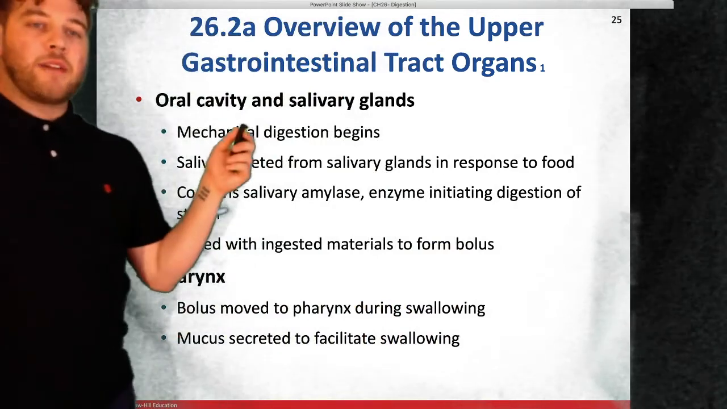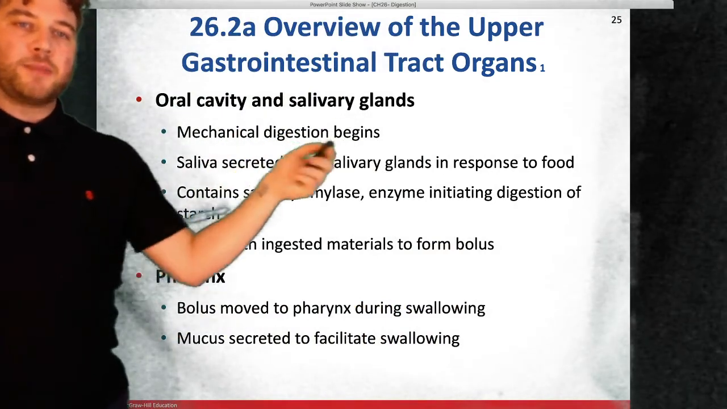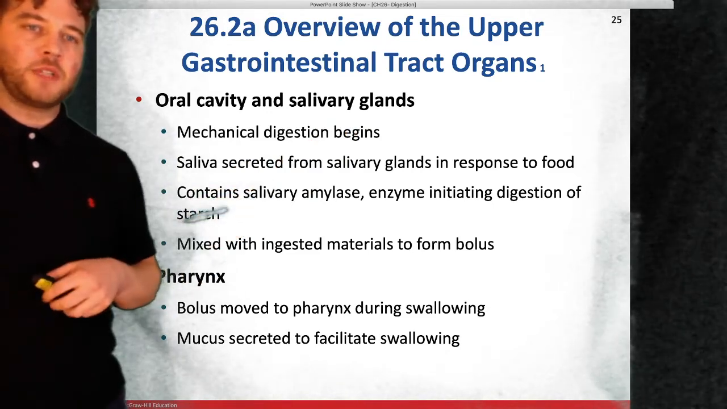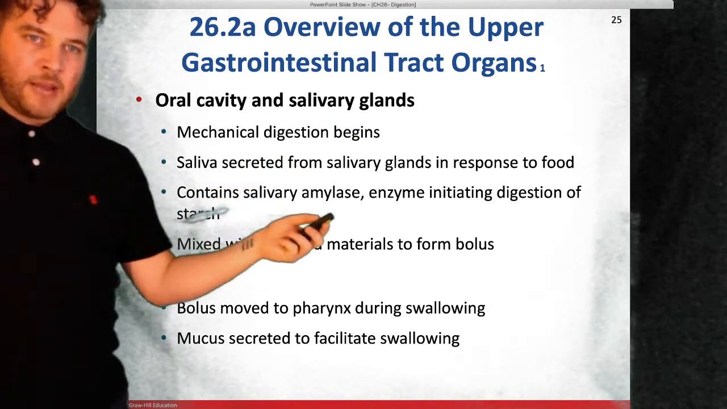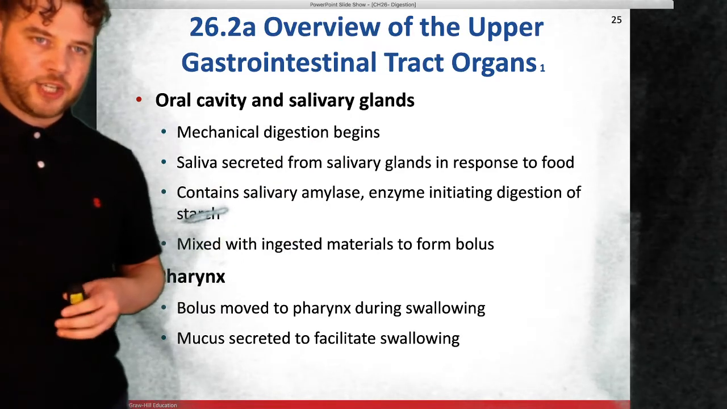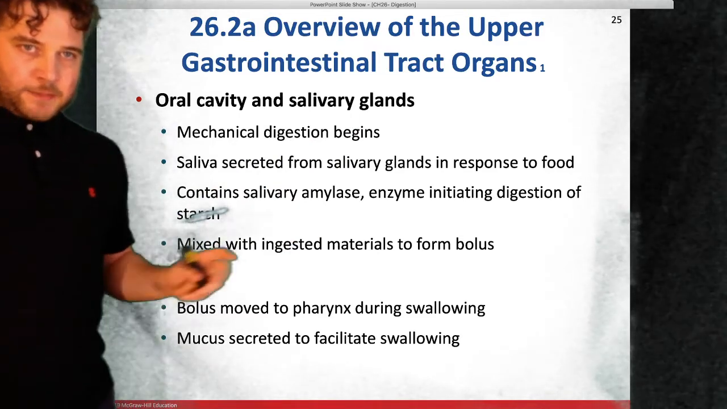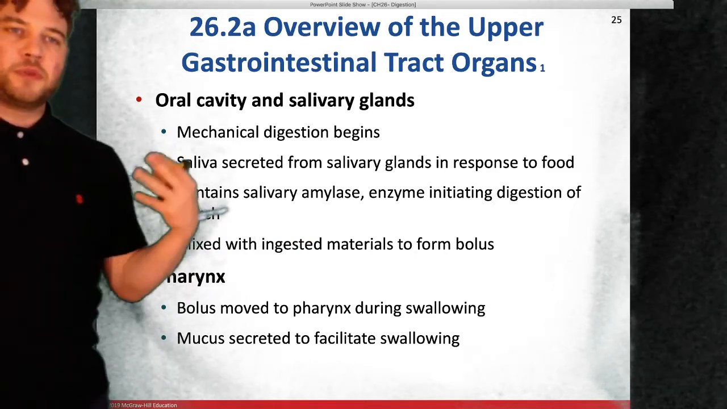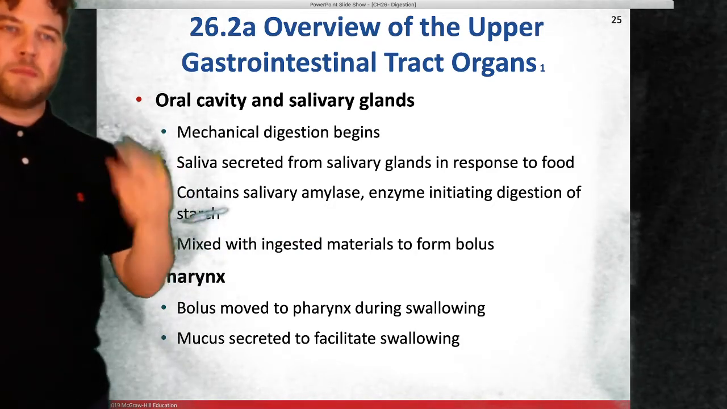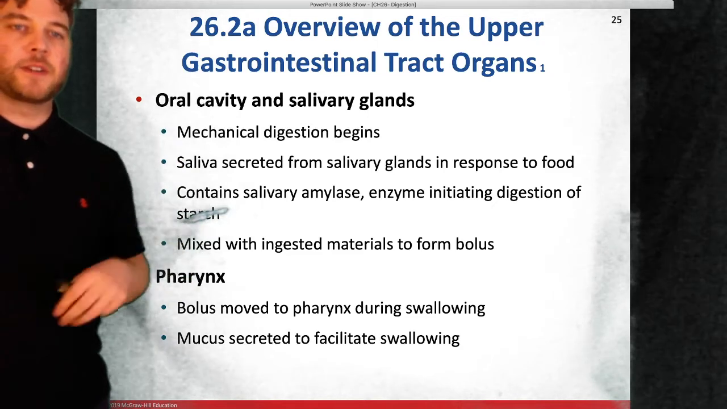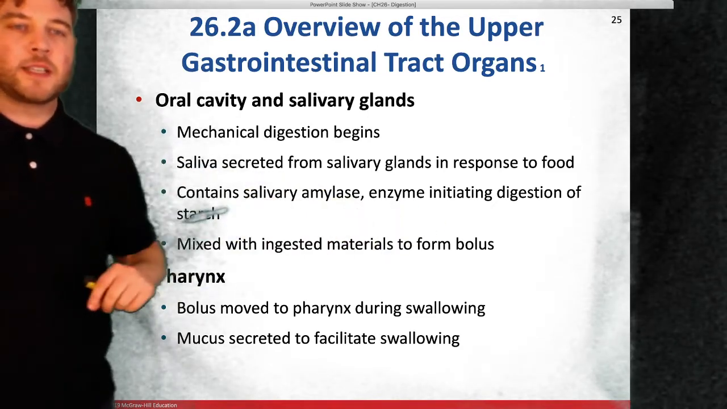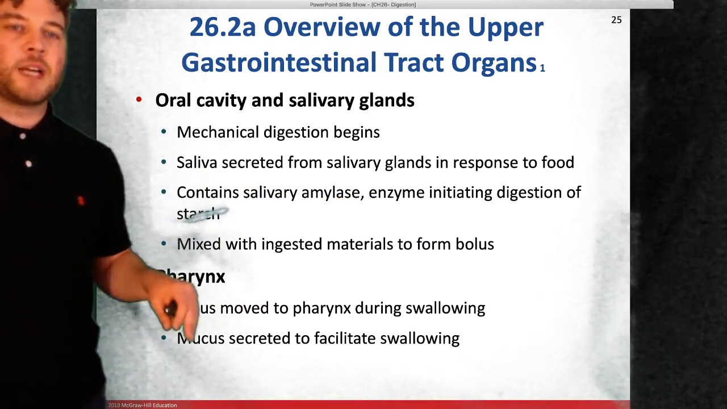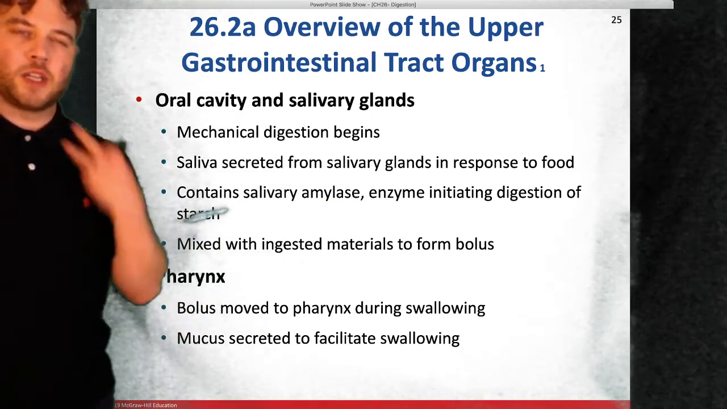Okay, so oral cavity and salivary glands. Mechanical digestion begins here. Saliva is secreted from the salivary glands in response to food. It contains salivary amylase, an enzyme initiating digestion of starches. It gets mixed with ingested material to form a bolus. So once the food gets chewed up and masticated, it gets mixed with salivary secretions, it becomes a bolus. In the pharynx, the bolus is moved to the pharynx during swallowing. Mucus is secreted to facilitate that swallowing, just to help lubricate it.